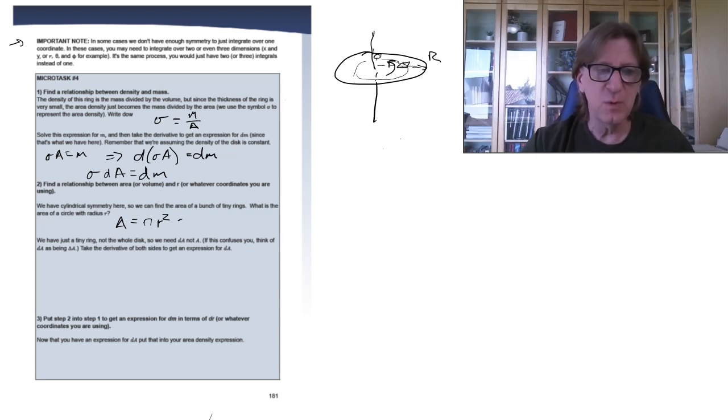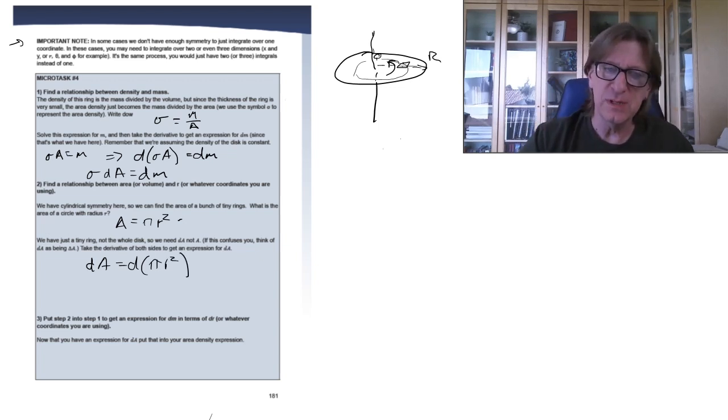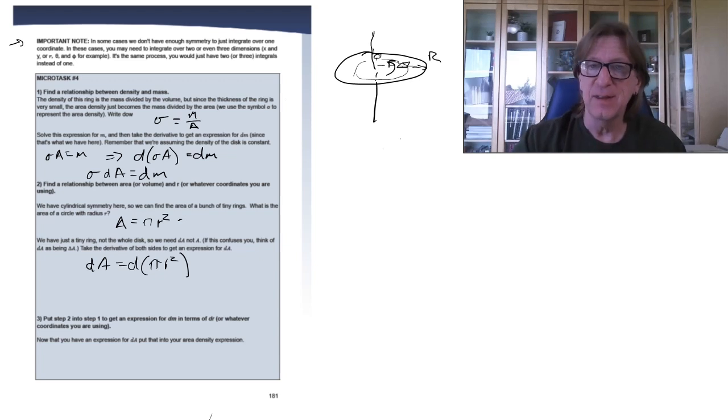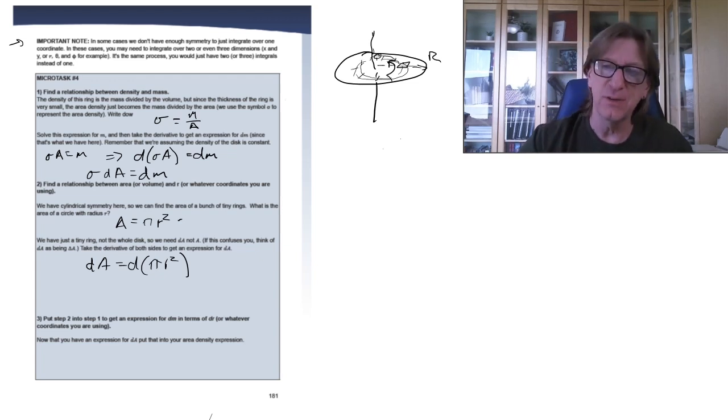So I'm going to write that then as dA equals d of pi r squared, like so. I'm going to take the derivative of both sides so that I get my dA. And that's the area of the ring that gets traced out by this little piece of mass that's going around. And of course I have all the rest of these pieces that gives me my total mass of that ring.